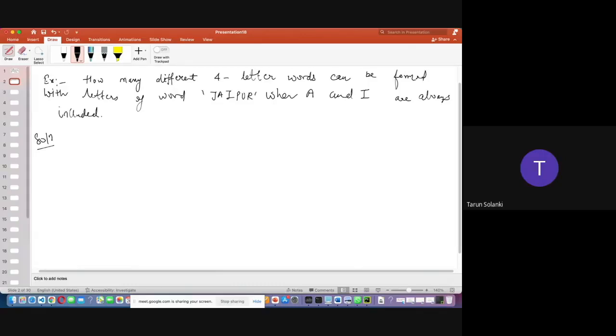Since A and I are always included, first we select two letters from the remaining four, which can be done in 4C2 ways. A and I are always selected. So it will become 6 ways. Now these four letters can be arranged, which is 4 factorial, that is 24 ways. So the required number will become 6 into 24, that is 144.